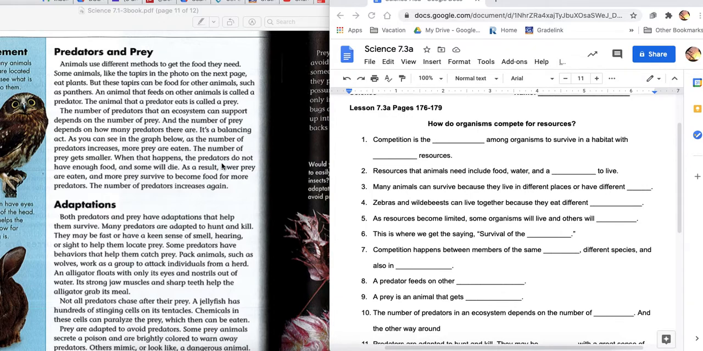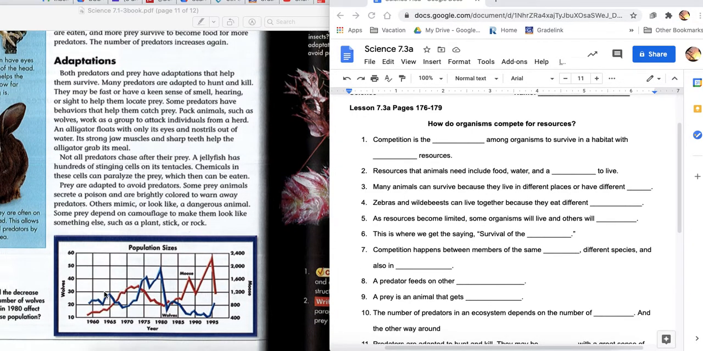When that happens, the predators do not have enough food and they will die or they might move on. As a result, there are fewer predators. Therefore, fewer prey are eaten. Therefore, more prey will survive to become food for more predators will come back. The number will go back and forth. So guys, they're just trying to show as one goes up and down, the other one goes up and down.